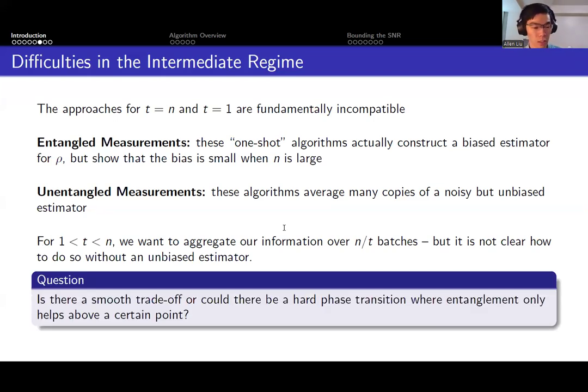And so this leaves the natural question: can we really hope for a smooth trade-off between these two extremes? Or does the incompatibility between the two approaches mean that there is really some hard phase transition where entanglement only helps above a certain point?